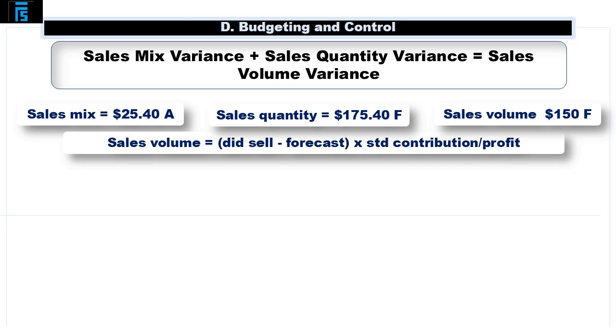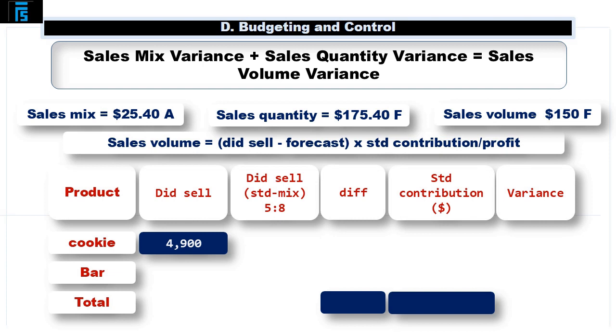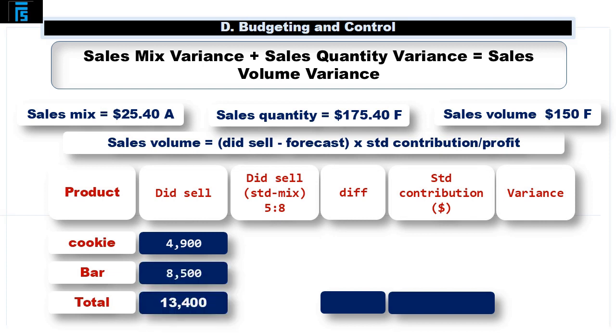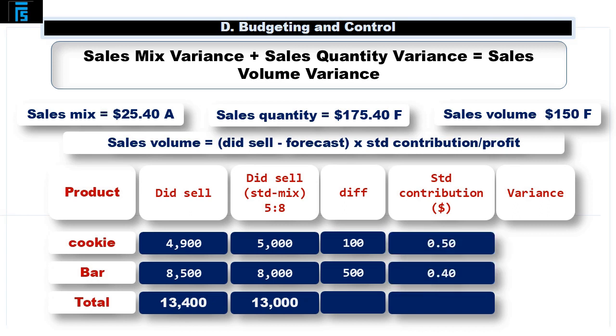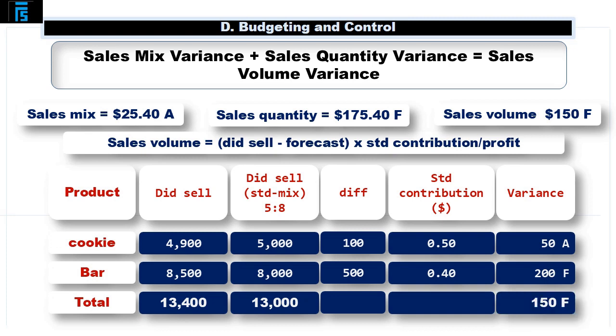In this case, we did sell 4,900 cookies and 8,500 bars, whilst we thought we would sell 5,000 cookies and 8,000 bars. So we have sold 100 fewer cookies than forecast and 500 more bars than forecast. If we apply the standard contribution figures to these volumes, this gives us an adverse variance of $50 for cookies and a favourable variance of $200 for bars, and a total volume variance of $150 favourable, just as before.